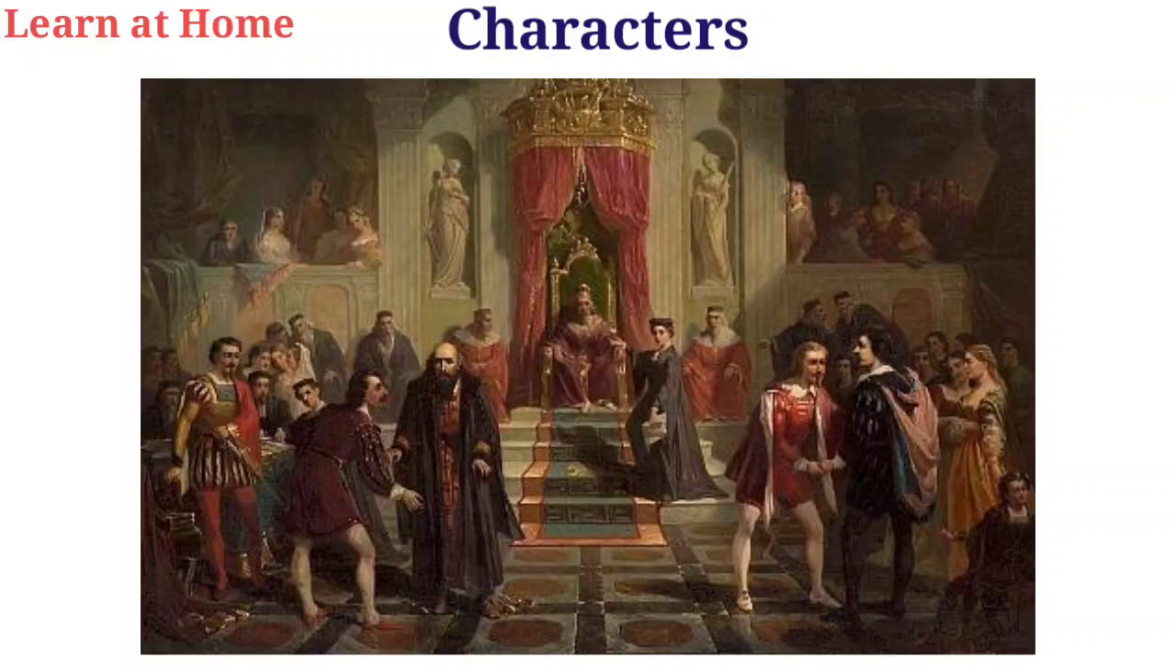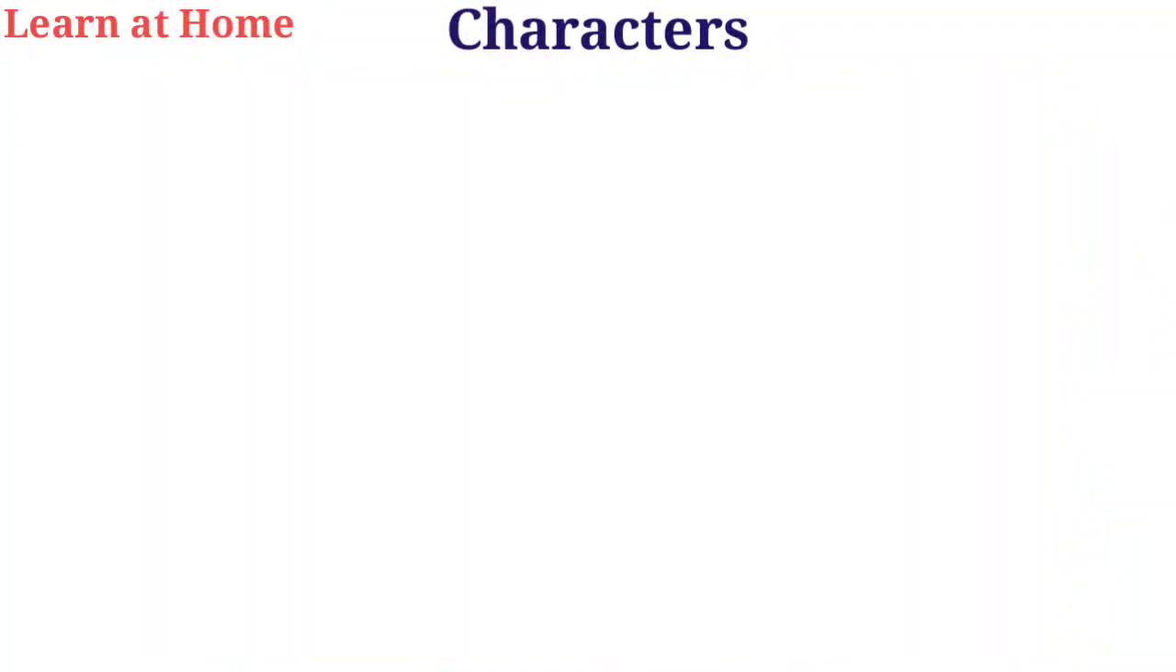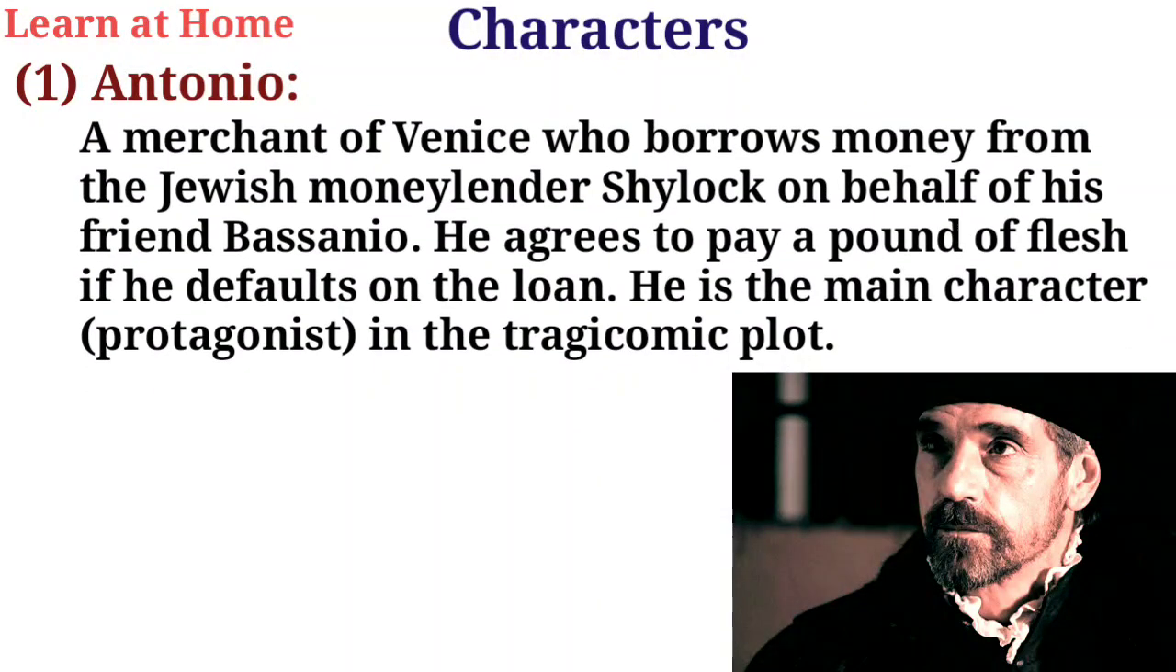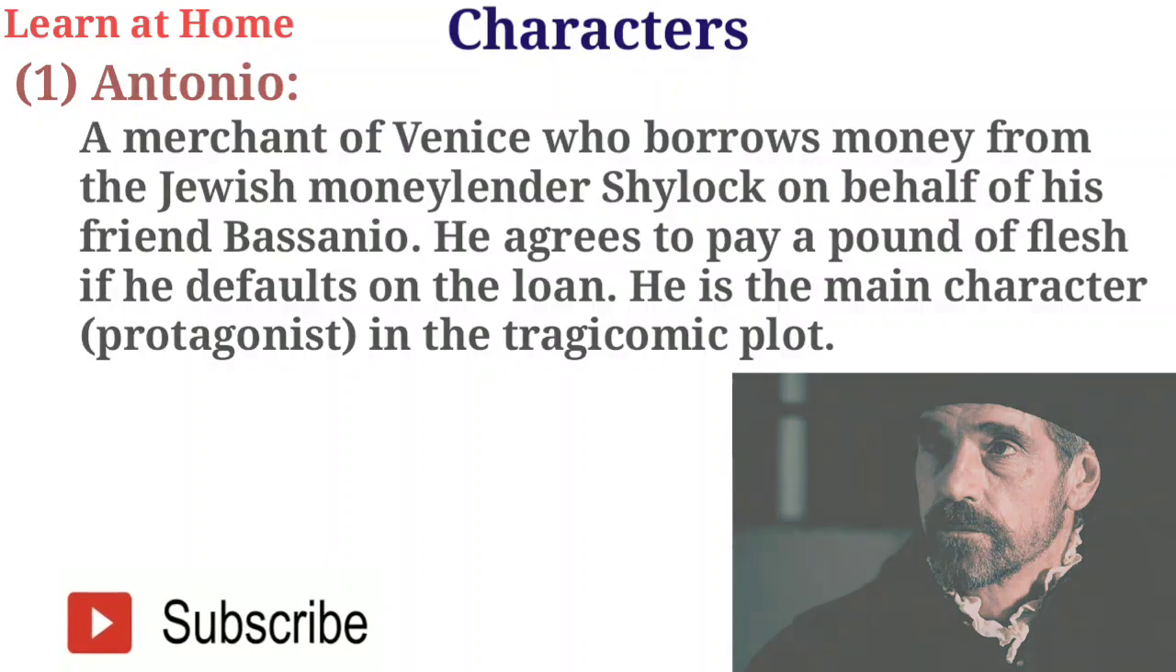Characters. Dear students, there are various characters in the play, but I will mention and talk about the main characters. Here we go. Number 1. Antonio. He is a merchant of Venice who borrows money from the Jewish moneylender Shylock on behalf of his friend Bassanio. He agrees to pay a pound of flesh if he defaults on the loan. He is the main character in the tragic plot.